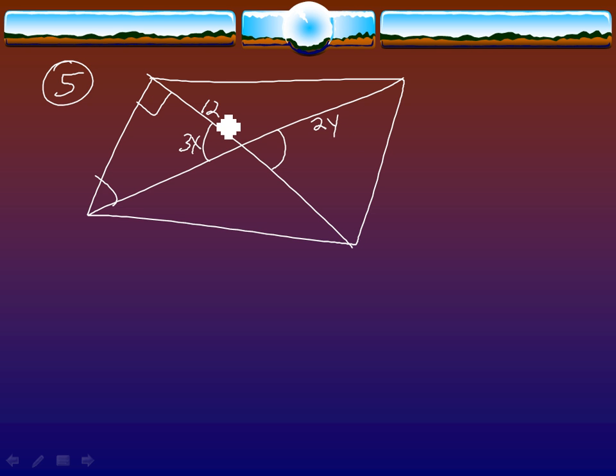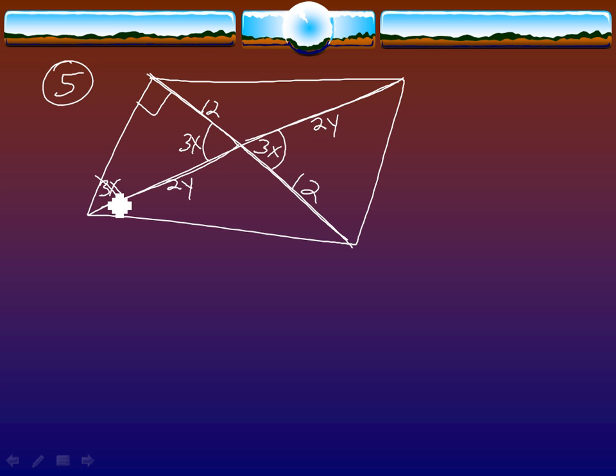First thing, before we go any farther, before we start trying to find anything, if this segment right here is 12, what do we know about this segment? 12. So let's write it in. If this segment's 2y, what do we know about this segment? That's 2y. This angle's 3x, what do we know about this angle? 3x, because apparently they were the same, right?